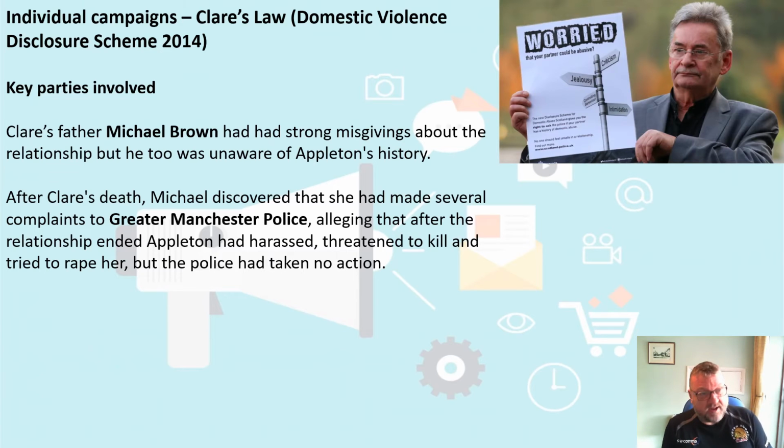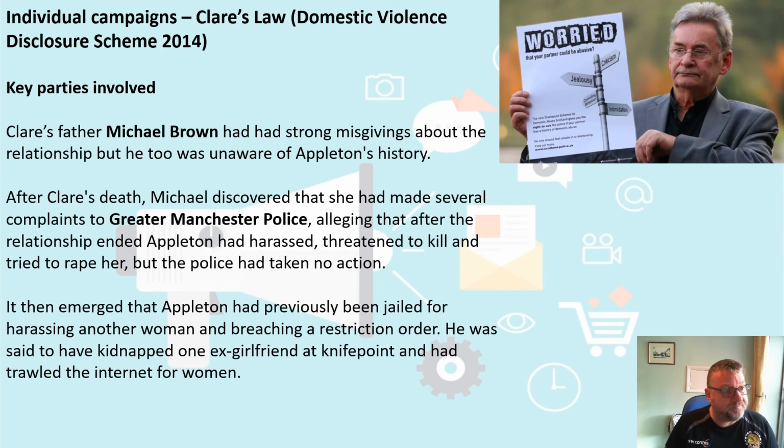And after Claire's death, Michael Brown discovered that his daughter had made several complaints to Greater Manchester Police, alleging that after the relationship ended, Appleton had been harassing and threatened to kill and try to rape her, but the police hadn't taken any action. And then it all emerged that Appleton had previously been jailed for harassing another woman and breaching a restraining order, and was said to have kidnapped an ex-girlfriend at knife point and had trawled the internet for women. So it all kicked off.